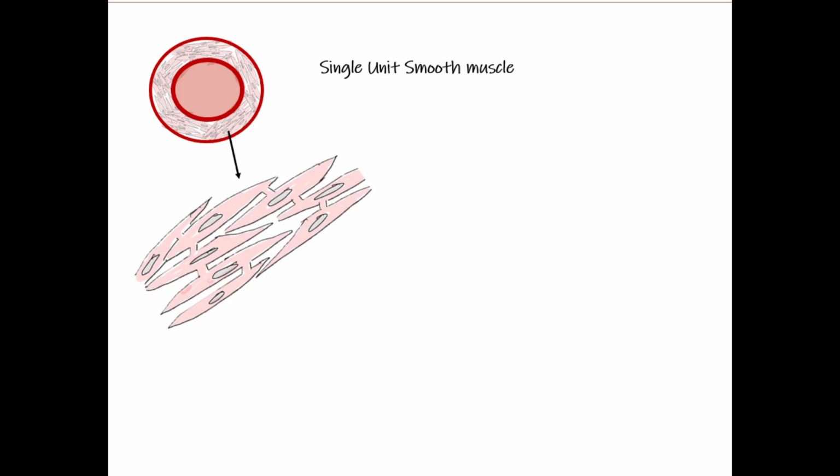Now, as we look at these smooth muscle cells that are organized as a single unit, there are some characteristics that we need to identify. First off, realize this is the most common type of smooth muscle, and it's present in hollow organs. We're focusing now on its presence in blood vessels, but it's also in hollow organs such as our GI tract.